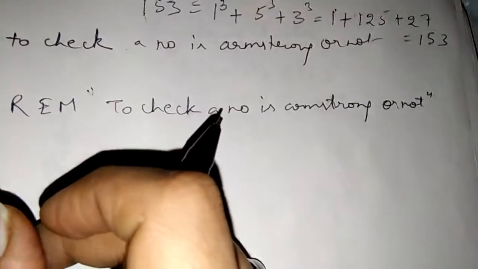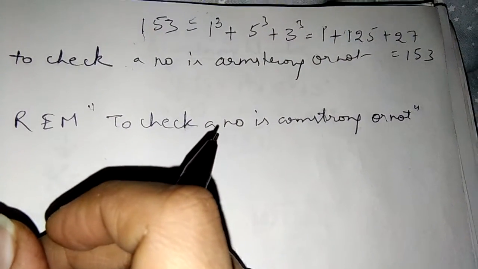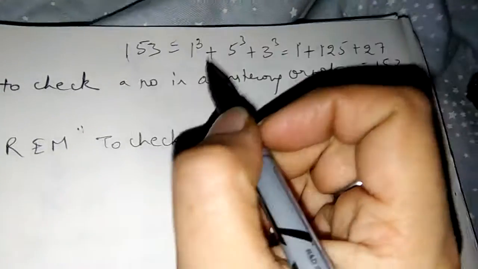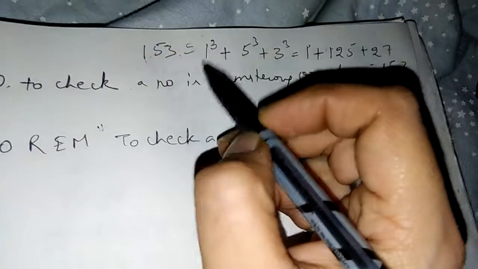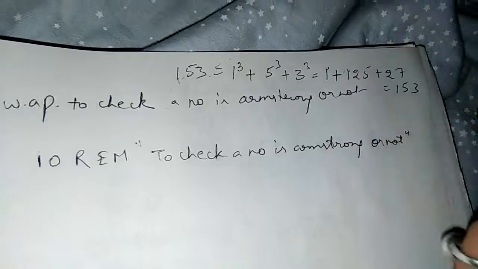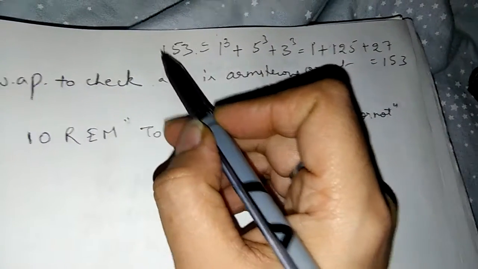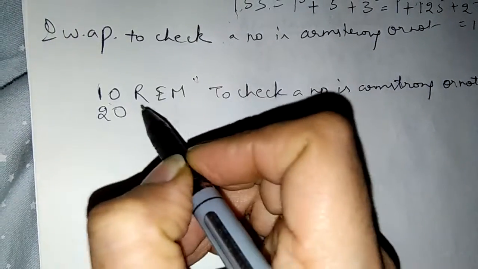Now the main problem area is how to separate out the digits. Everyone knows how to find the cube, everyone knows how to find the sum, but the problem is how to separate out the digits. I have already discussed this in my earlier videos, but I will discuss it again here.